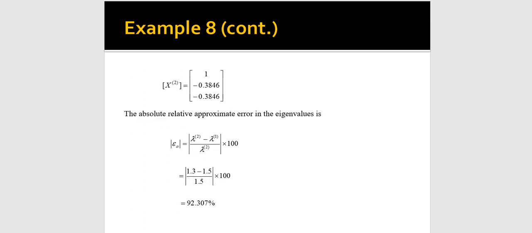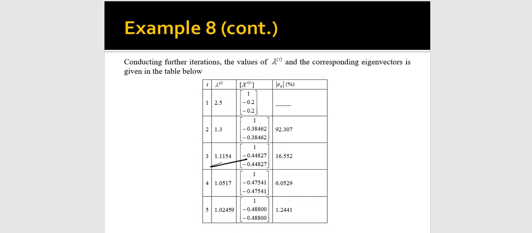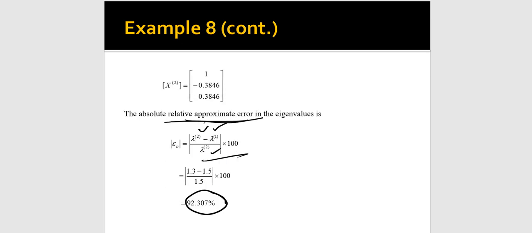Once it has been done, we get lambda 1, lambda 2 and lambda 3, and we form another matrix. The absolute relative approximation error is the actual value minus the approximate value, divided by the actual value. In that way we can also find it out. This table is not required, and this is the end of the eigenvalue topic.